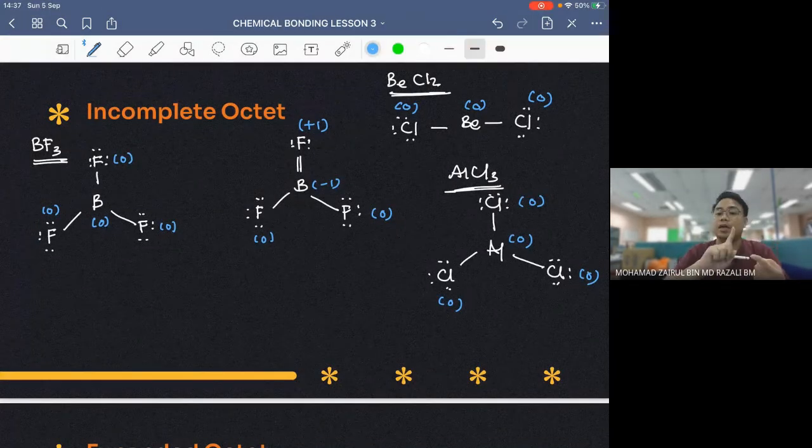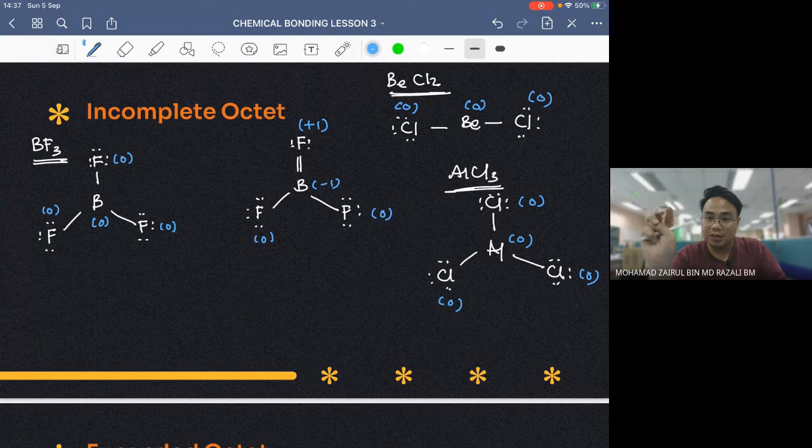So remember, in incomplete octet, when the total number of valence electrons surrounding the central atom less than 8, dan itu kita panggil incomplete octet. Dia ada 3 je elemen. So kalau central atom tu either boron, beryllium ataupun aluminium, dia mesti incomplete octet.